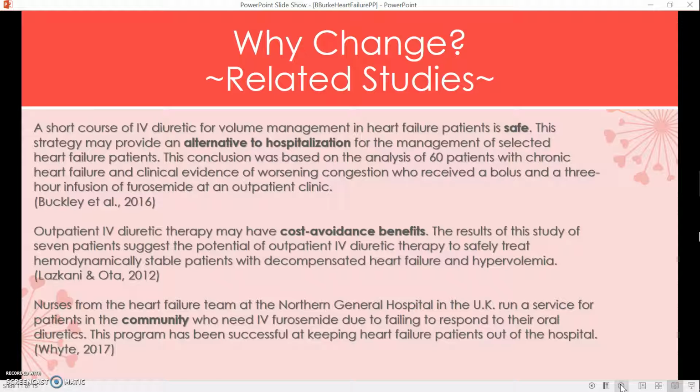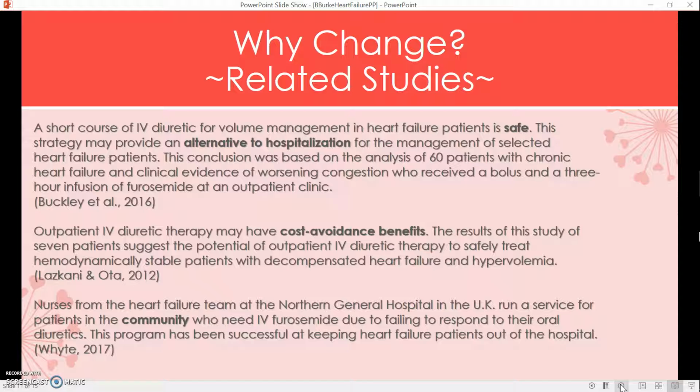Several studies have indicated that this change can be done safely. A 2016 study stated that a short course of IV diuretic for volume management in heart failure patients is safe. This strategy may provide an alternative to hospitalization for the management of selected heart failure patients. Outpatient IV diuretic therapy may have cost avoidance benefits.